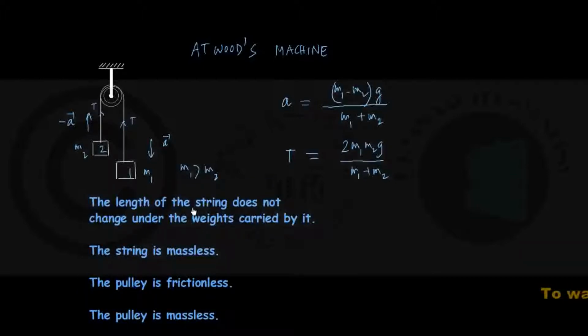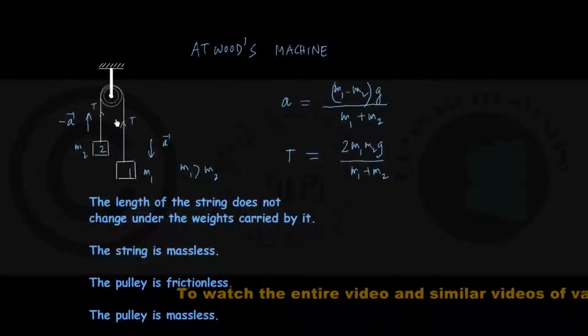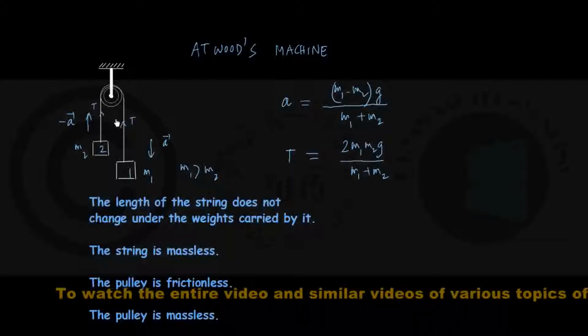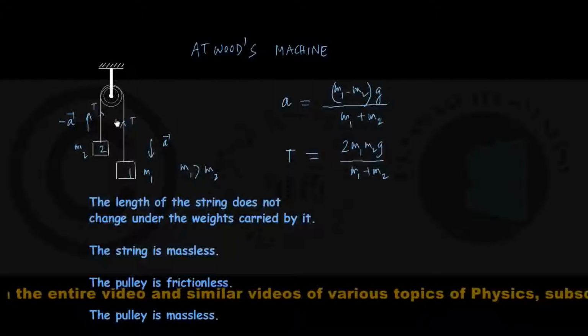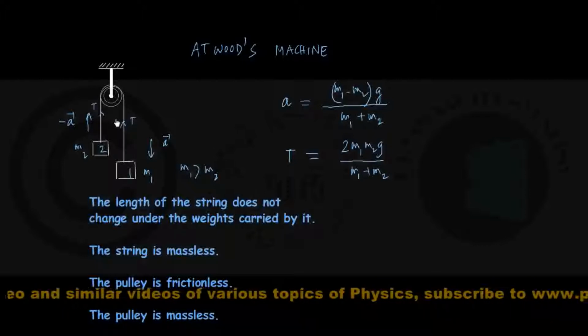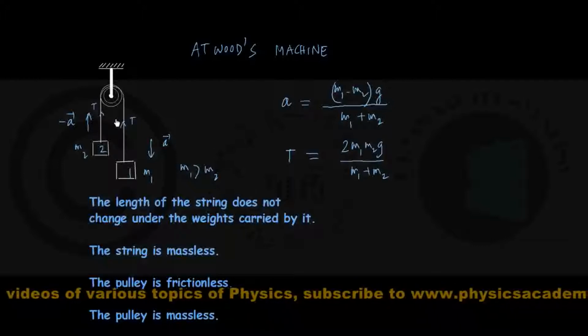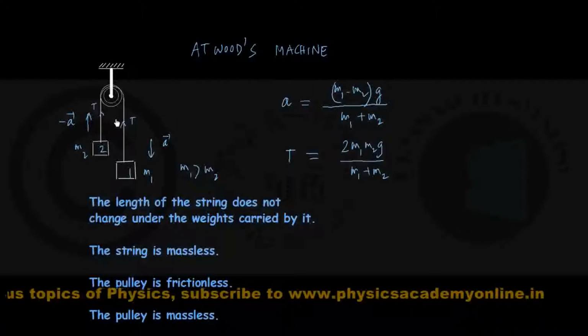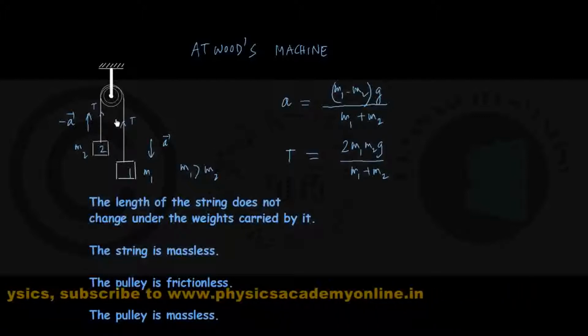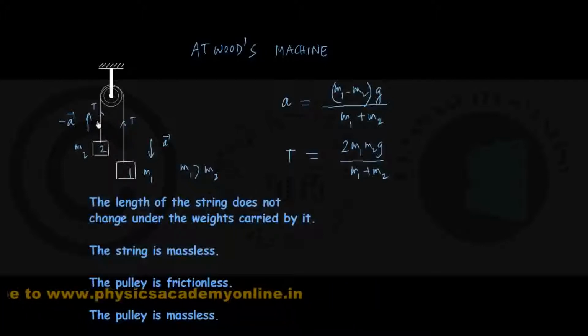First of all, the length of the string does not change under the weight carried by it. This is the string that is here, and you can assume it's inextensible. There are different words used to explain that behavior. The string is called inextensible or inelastic or flexible. All these 3 terms are used alternately to mean that the string length does not change under the weights of the blocks carried by it. First assumption. Second assumption, the string is taken to be massless. It's of negligible mass. The pulley is frictionless. There is no friction in between the pulley surface and the string passing over it. And the pulley is massless. So you see, these 4 assumptions make the calculations of pulley block problems much easier for us.